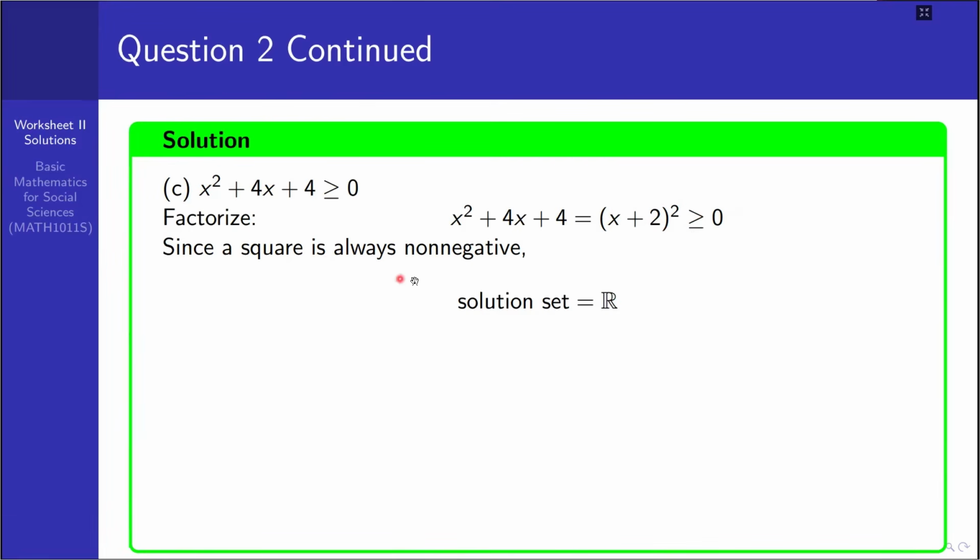Since a square is always non-negative, it is either positive or simply 0, so the solution set of this inequality will be the set of real numbers, so that any real number can satisfy this quadratic inequality.